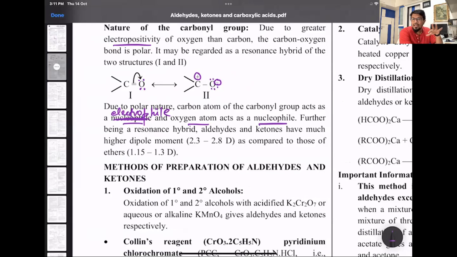And in the resonance part, understand the dipole moment. It's basically dipole-dipole interaction. So the dipole moment of aldehydes and ketones is greater as compared to ethers. So, an MCQ can come with respect to boiling point: aldehydes and ketones will have greater dipole moment. The range is 2.3 to 2.8 D, whereas for ether it is 1.15 to 1.3 D. So aldehydes and ketones have greater dipole moment as compared to ethers.